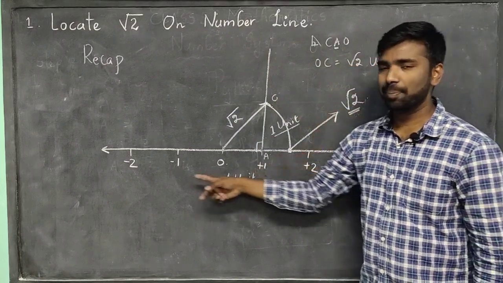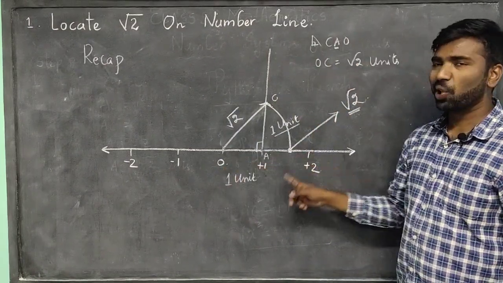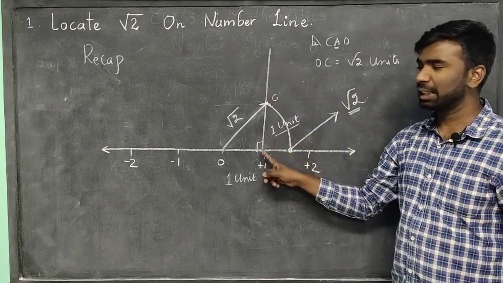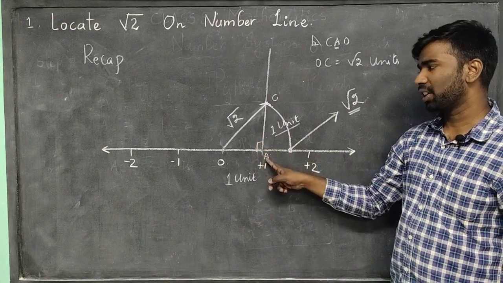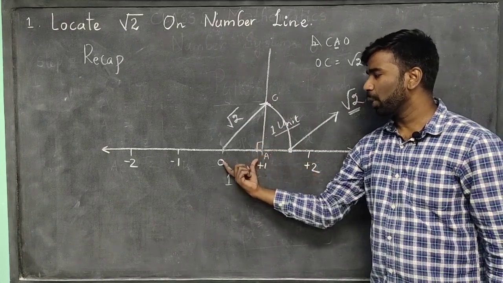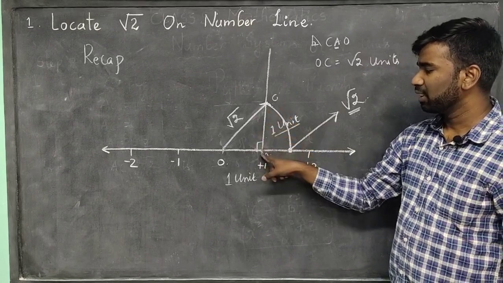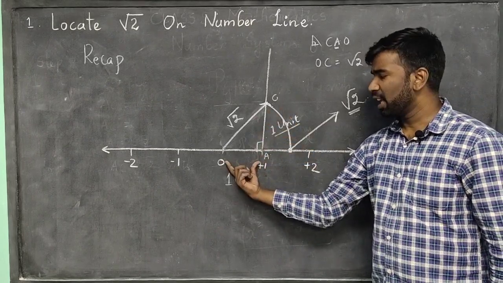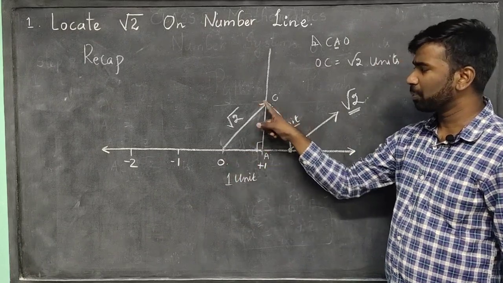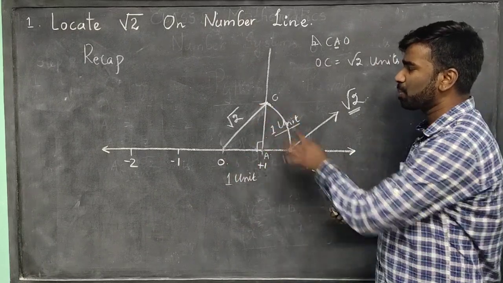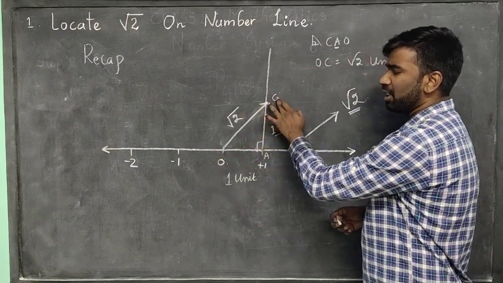Students, now we'll do a small revision on locating the irrational number root 2 on the number line. The first step, draw the number line. After drawing the number line, draw a perpendicular line from the point A, or draw a 90-degree line using a protractor. After that, taking OA as a length, cut an arc from the point A on the perpendicular line using a compass, and mark this point as C.